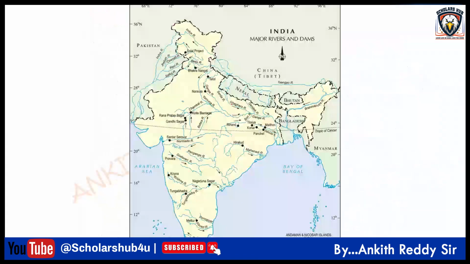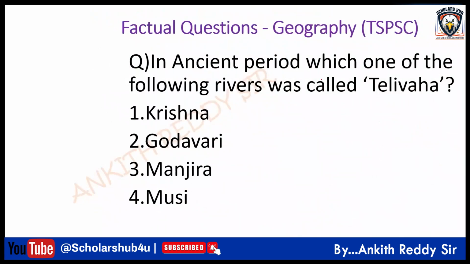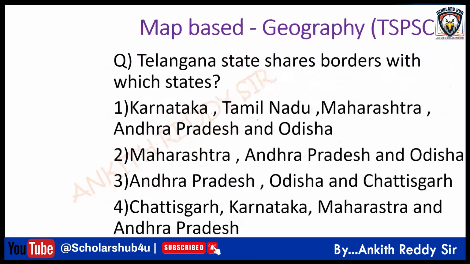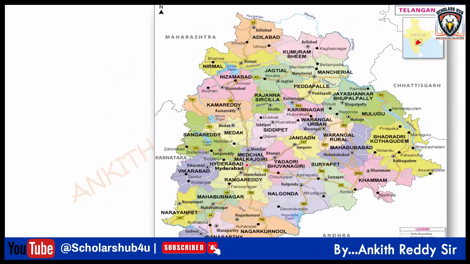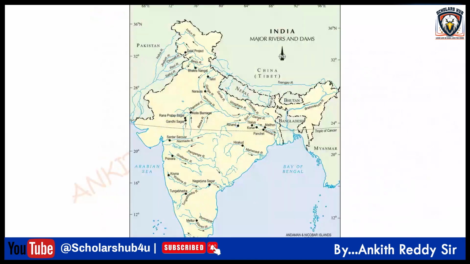And they may ask you a question like this: in the ancient period, which one of the following rivers was called Telivu? Answer is Godavari. Okay, simple question. This was a previous PYQ. Got it? So this is the only part of geography which deals with history. Then we'll move on to geography.